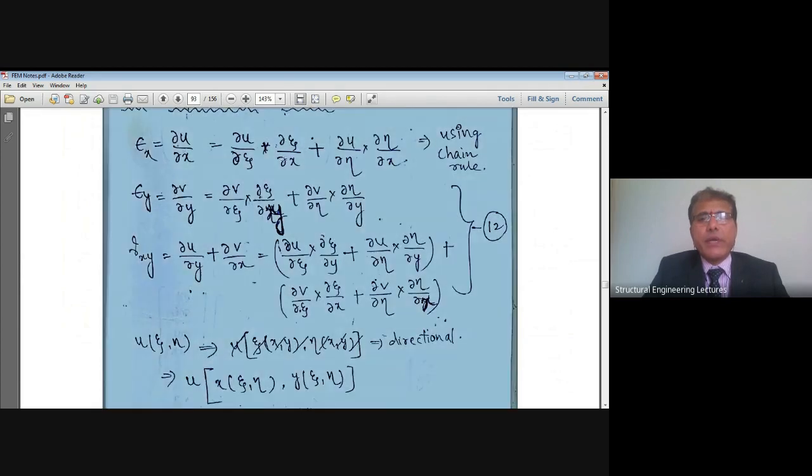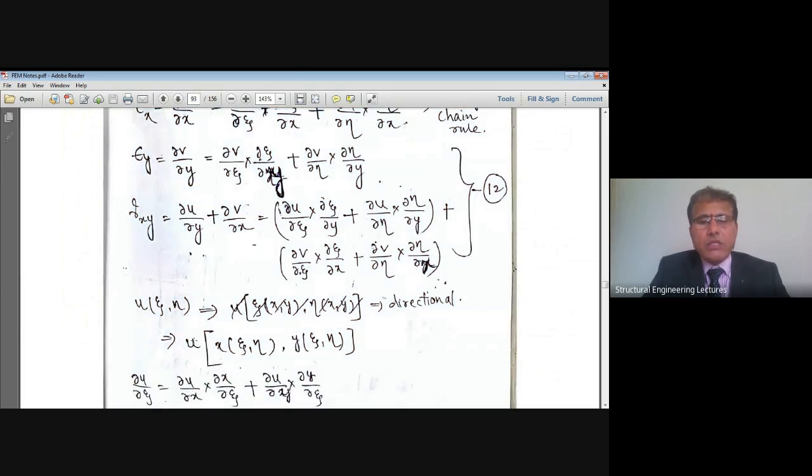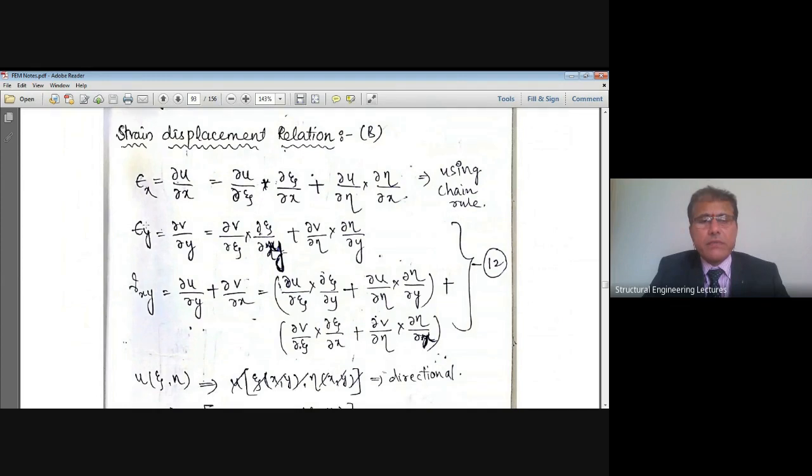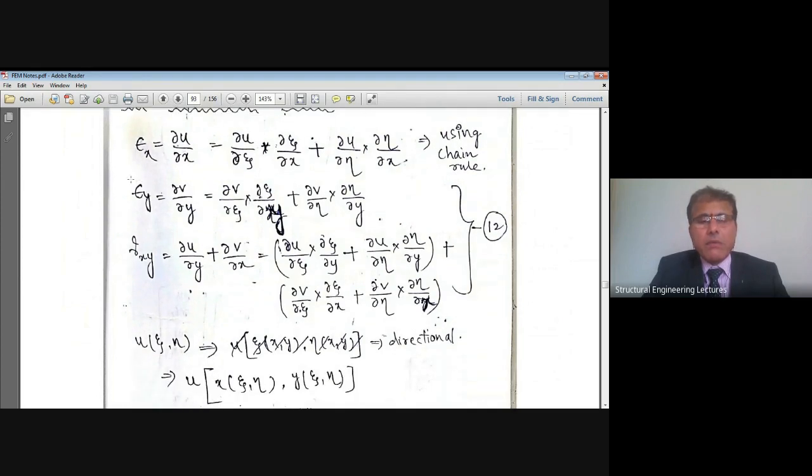That is how dou xi by dou x, right? Dou u by dou x is dou u by dou xi multiplied by dou xi by dou x plus dou u by dou eta multiplied by dou eta by dou x, because u not only depends upon x but also depends upon y displacements also, right? And similarly, the normal strain in y direction, which is given by dou v by dou y, is now given by this chain rule of differentiation as dou v by dou xi multiplied by dou xi by dou y plus dou v by dou eta multiplied by dou eta by dou y.